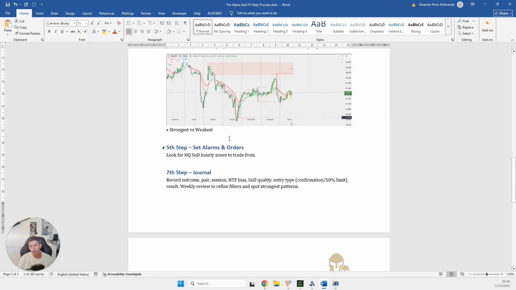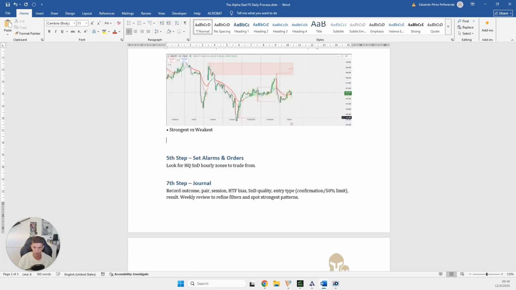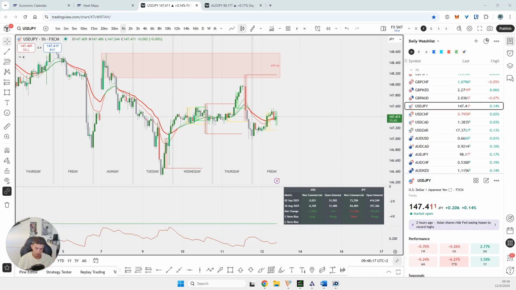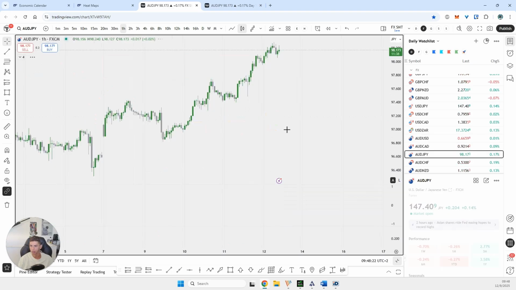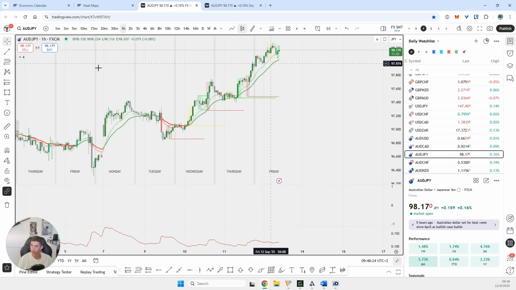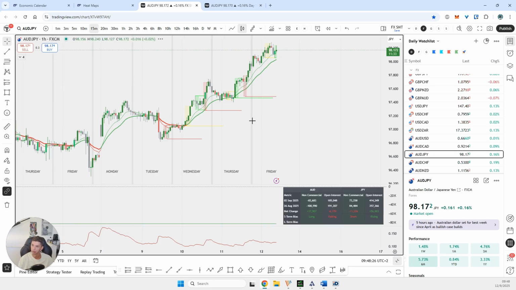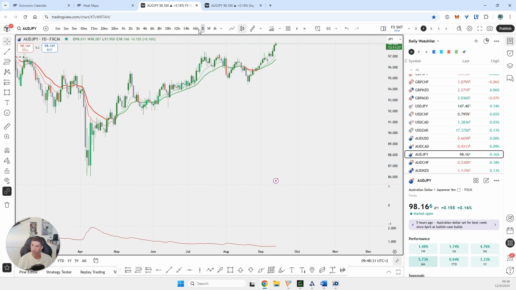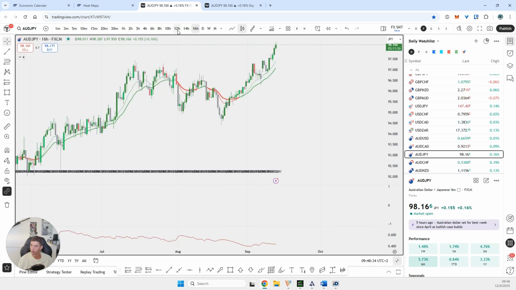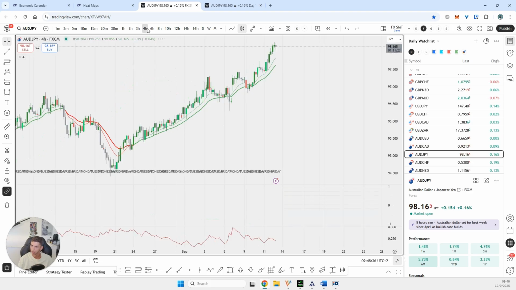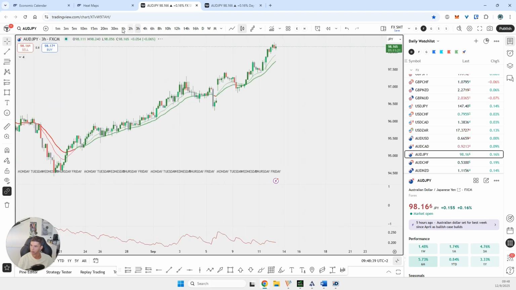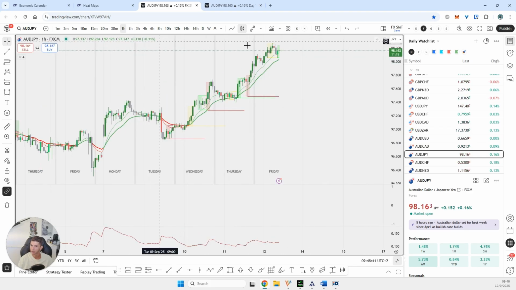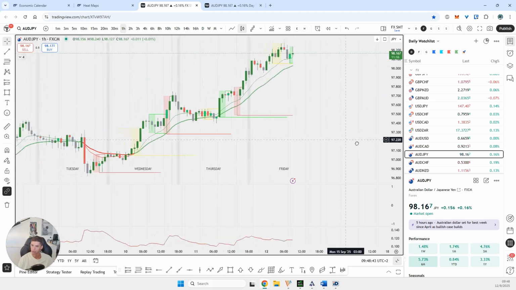So considering it's Friday, it's most probable that we're not going to get a trade, but let's check it anyway. AUDJPY, as expected, going high. Let's go to the 15-minute. We already know from yesterday that all higher time frame structure is totally bullish. 3 hours, 2 hours, 1 hour.